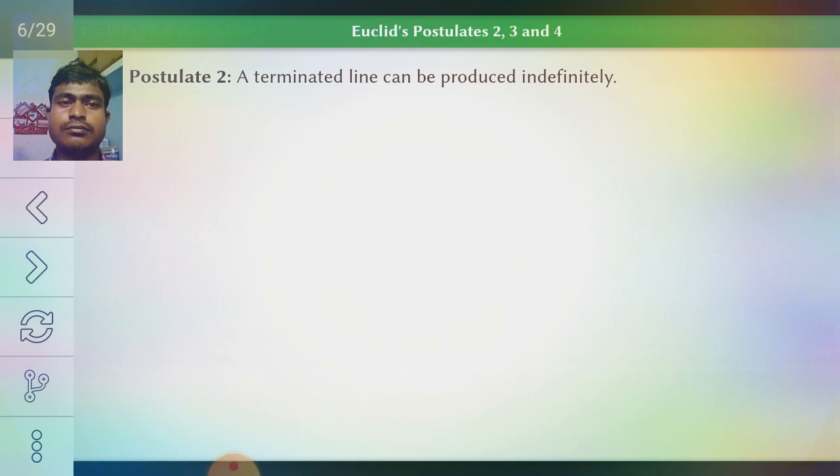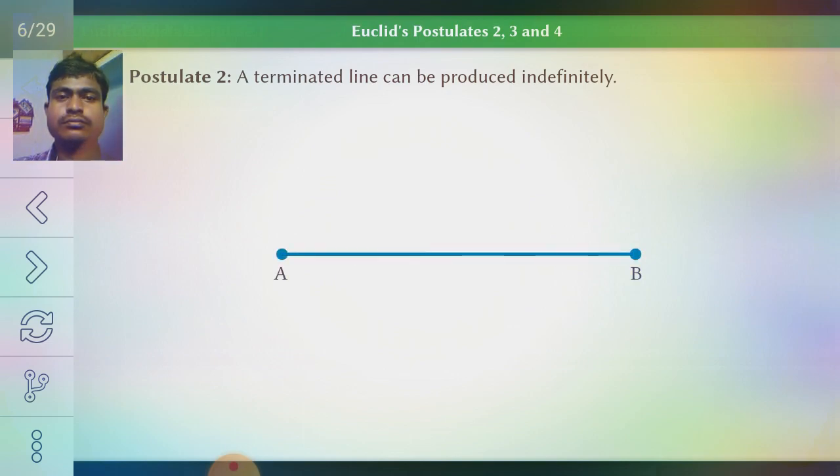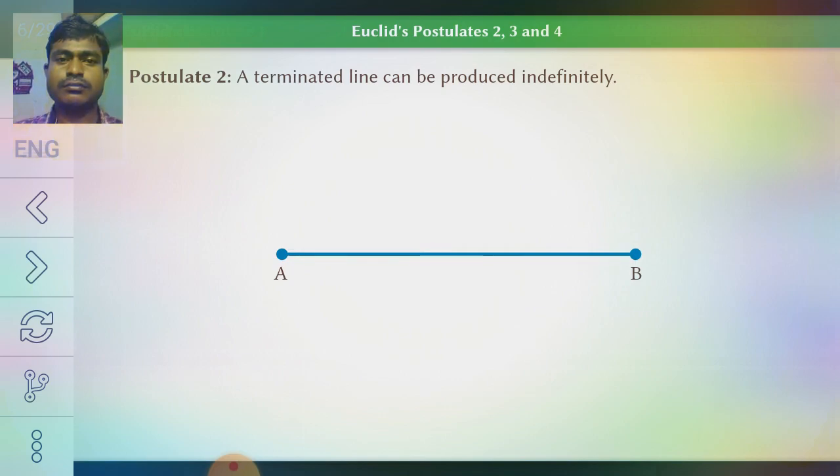Postulate 2. A terminated line can be produced indefinitely. A terminated line, in Euclid's language, is the line segment of today. The figure shows a line segment AB. According to this postulate, the line segment can be extended on either side to form a line as shown in the figure.